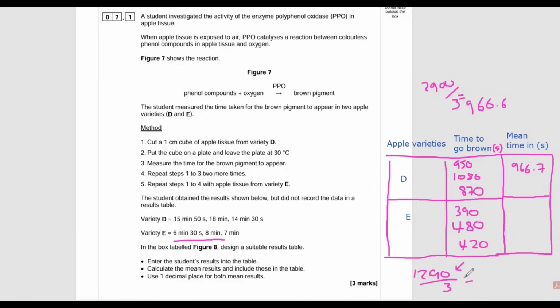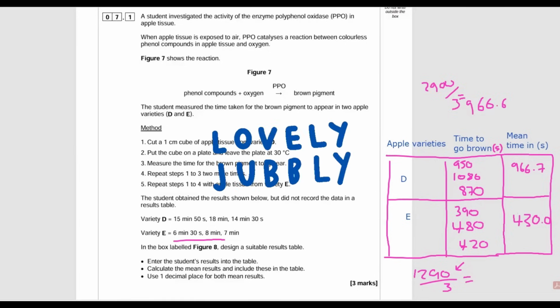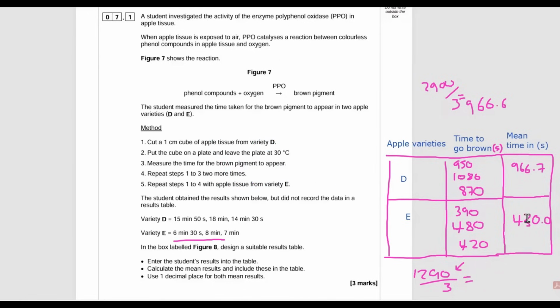I'm going to divide by 3. And then remember, we need to round to one decimal place. But this time I get 430.0. Yep, I got 430, and that is my answer. So just to double check, make sure you haven't made a mistake here. You might have gone 430 and not gone to 430.0. They were really clear.